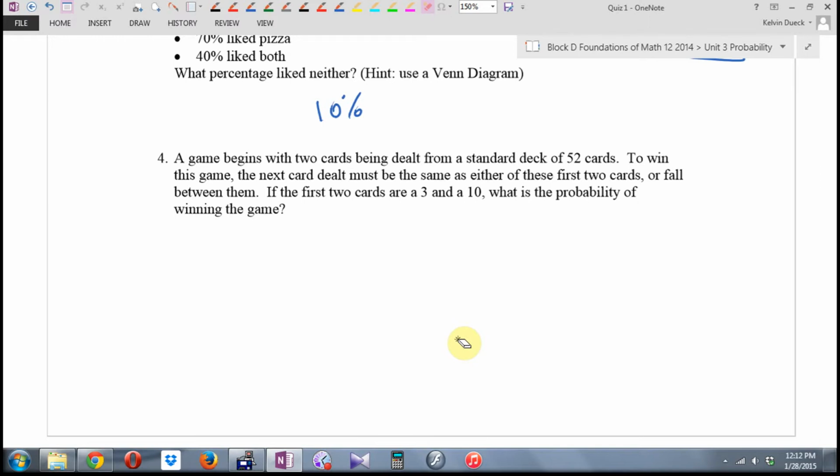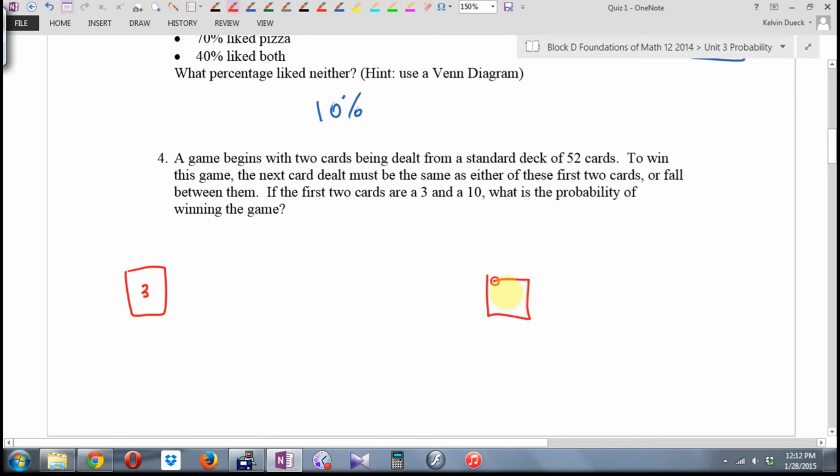So it just told me that we picked a 3 and a 10. Let me find from my deck of cards a 3 and a 10. Oh, you know what? Let's just draw a picture. So I picked a 3 and a 10. By the way, why am I not using a tree here? How many cards am I picking once I've picked the 2? Only 1. Okay, so I'm going to solve this by counting. First of all, what cards are between 3 and 10?